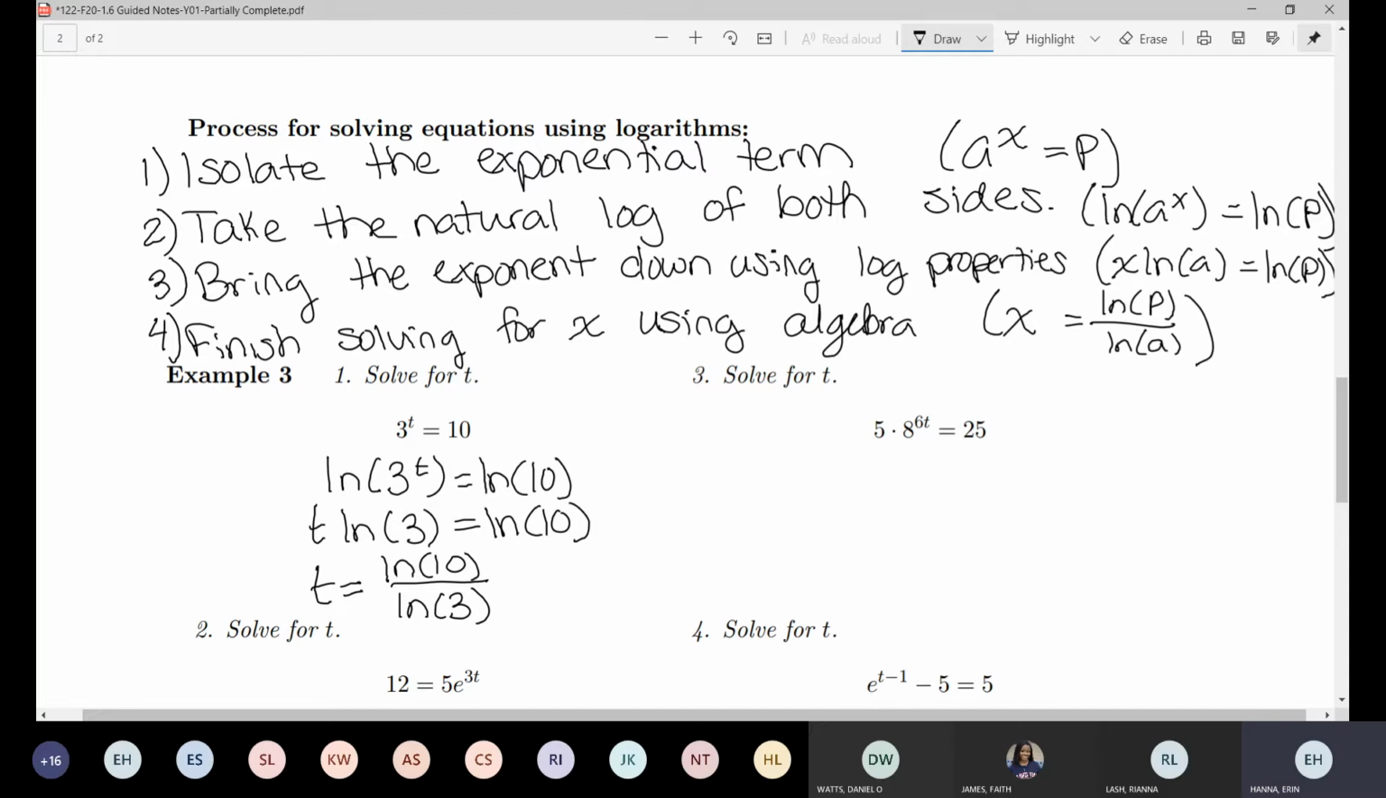Punch that into a calculator. You're going to get 2.096.